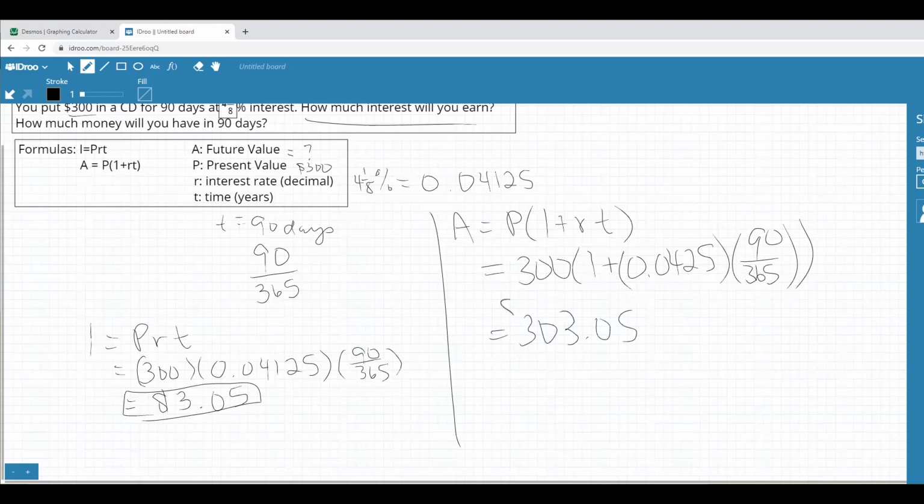Now notice that we started with $300. We ended with $303.05, and our interest was $3.05. If we add our starting value to our interest, we also get that future value. And that's why we have that plus one in the formula.